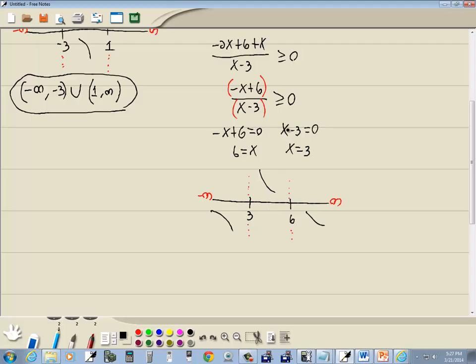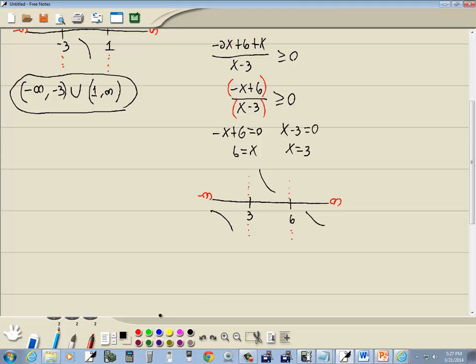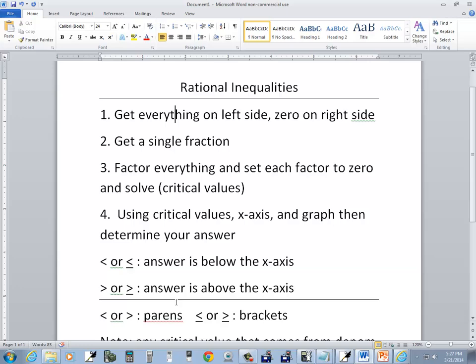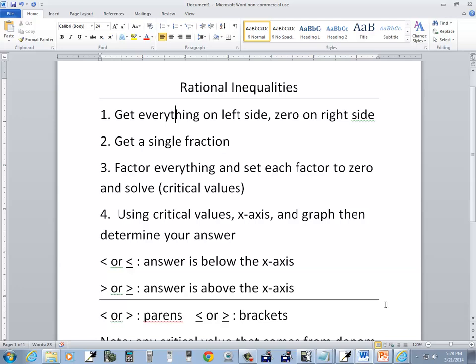Now this problem is greater than or equal to, and greater than or equal to says your answer is above the x-axis. Well, it's above the x-axis right here. So our answer is going to go from 3 to 6. Greater than or equal to says we use brackets. So I'm going to have a bracket on the 6, and I have a parentheses on the 3.